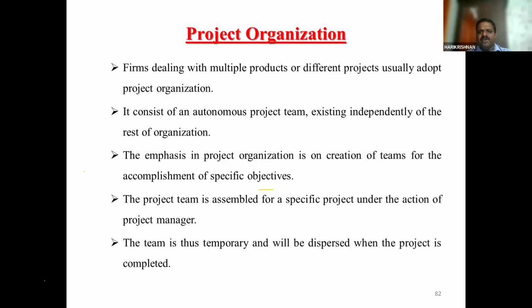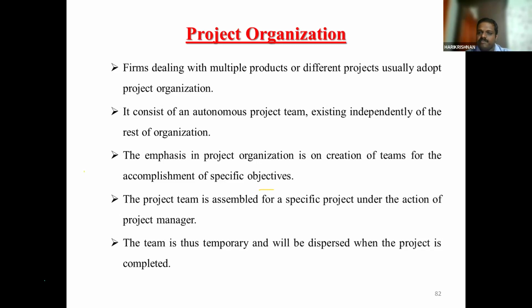For example, when you heard about this project organization, I have read something. But the basic thing is that when you see an IT company, what happens? When one project comes for an IT company, what happens? There will be a project head newly selected for that work. And there will be a team in between them for doing this work. This comes under project organization. I think the concept is clear.